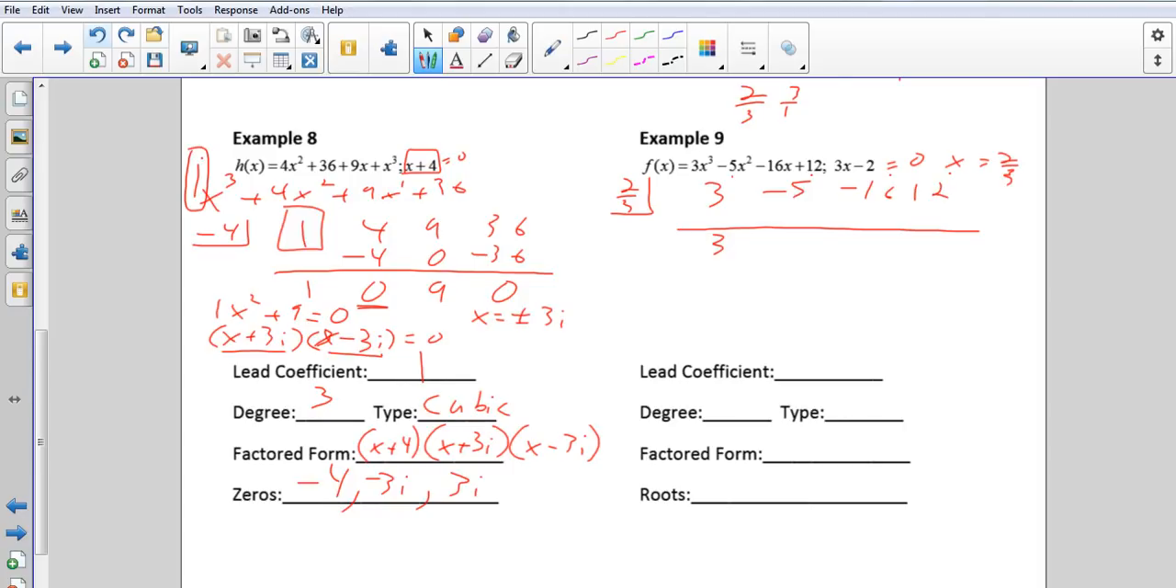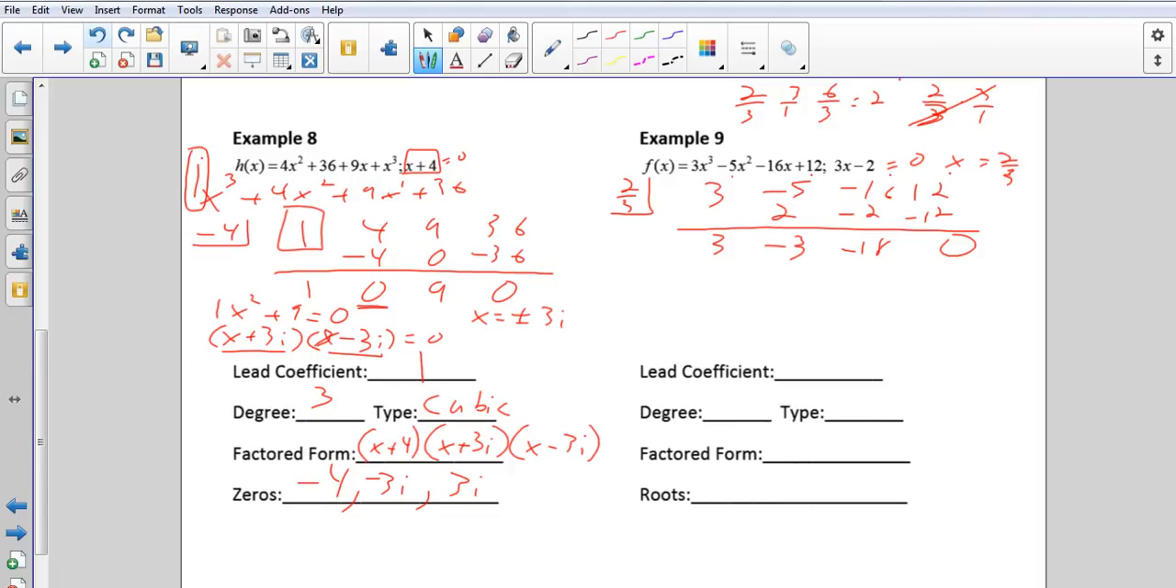Two ways to do this. 2 times 3 is 6. Divided by 3 is 2. Another way to do it, that's a horrible 3, is to say the 3's cancel and I end up with 2. Either way, I get 2. Negative 5 plus 2 is negative 3. That works out nicely because the 3's cancel, leaving me negative 1 times 2, which is negative 2. Add those together to get negative 18. 3 goes into that. Negative 6 times 2 is negative 12. It zeroes out. It is a factor.